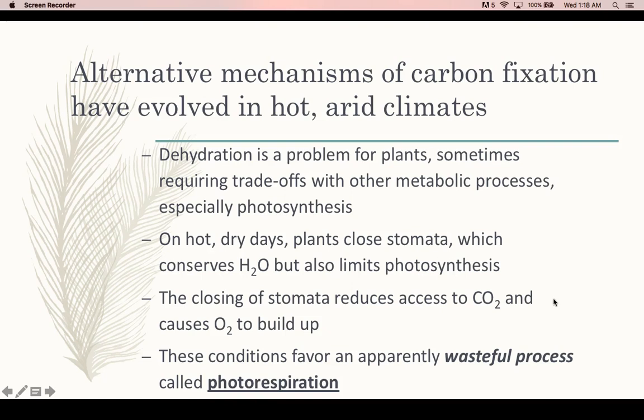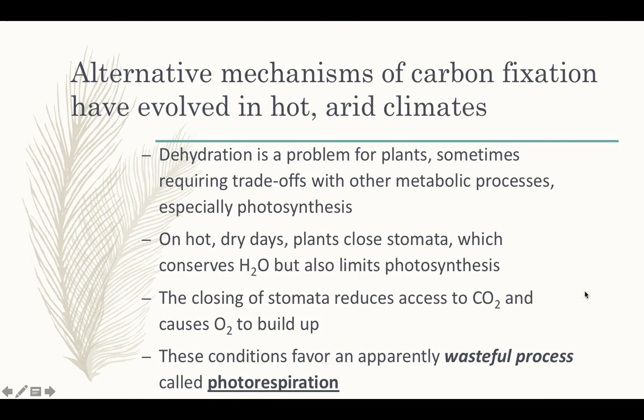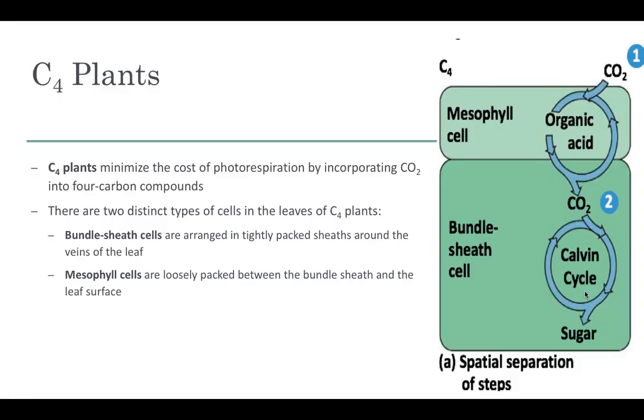Now, what some plants have done is they have evolved a different way to avoid photorespiration. Some of those plants are what we call C4 plants. They create an organic acid. C4 plants make an organic acid to minimize the cost of photorespiration. C4 plants use a different enzyme, and this enzyme actually has a higher affinity for carbon dioxide. Where rubisco can only bind carbon dioxide at high levels, this enzyme can bind carbon dioxide at low levels.